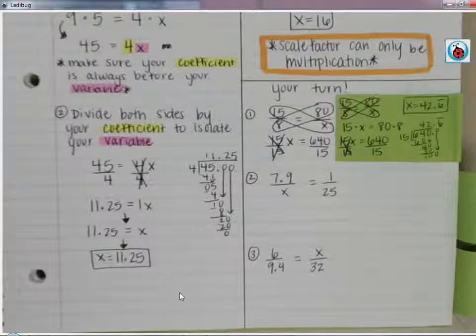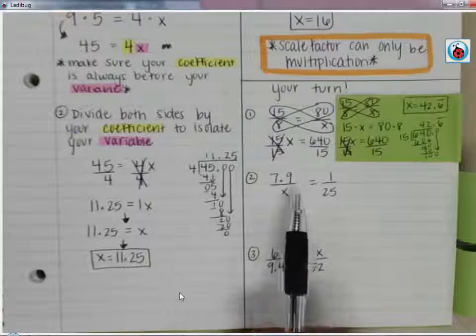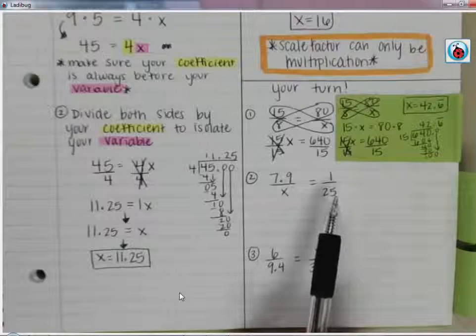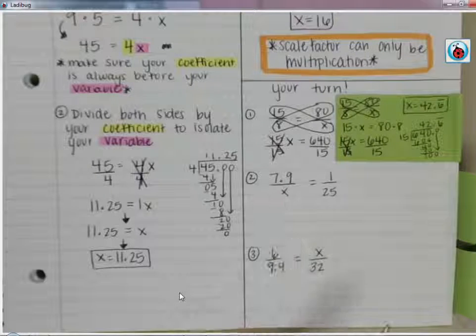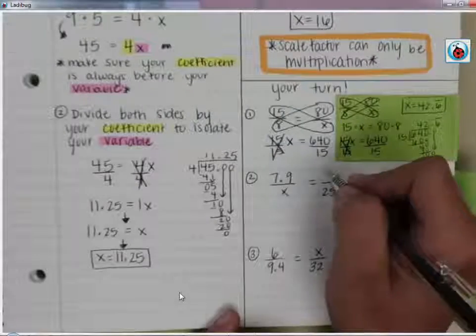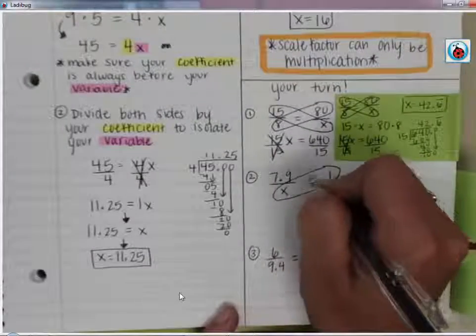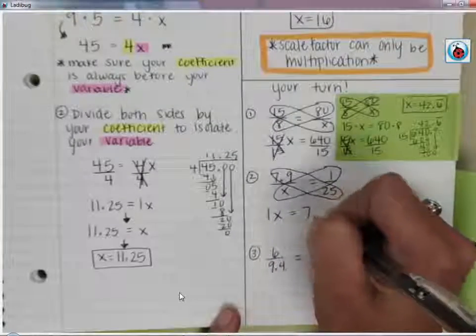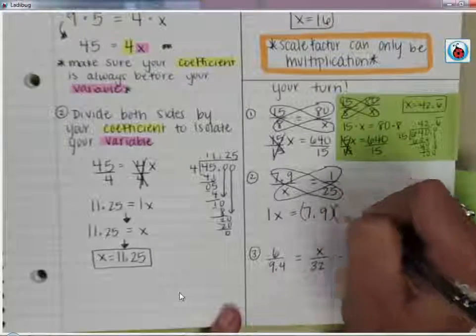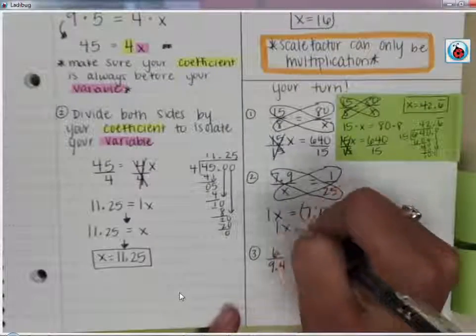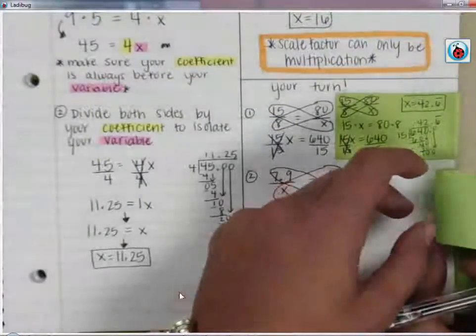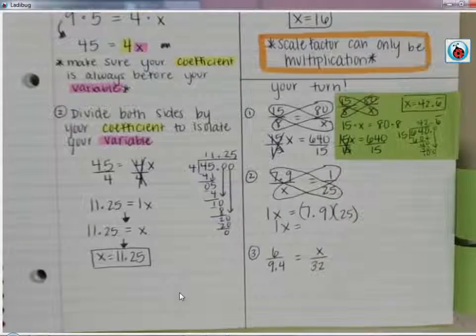Alright, going on to the next one. 7 and 9/10, I'm sorry, divided by x is equal to 1 over 25. How do you solve for your variable x? Well, you said cross products. So 1 times x is going to be equal to 7.9 times 25. And if you work that out, I'm actually going to give you a few seconds to work it out. If your substitute wouldn't mind pausing this for me, please, so you can work it out.